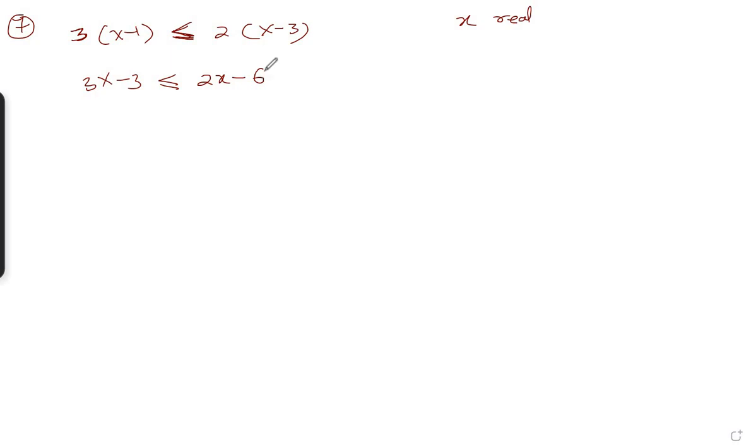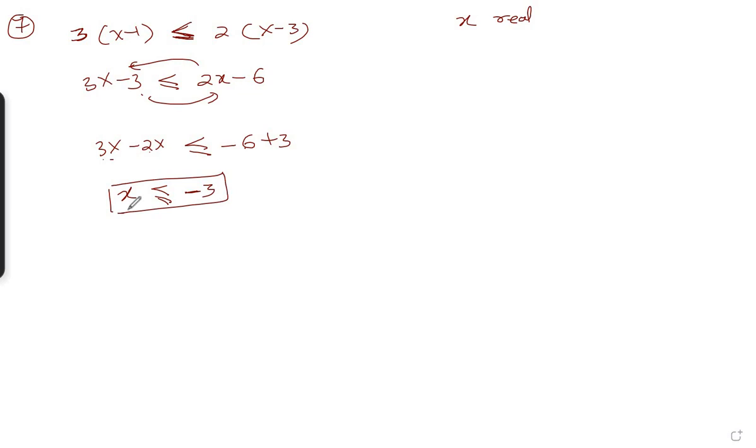So what we will get here is, collect x terms one side and this side. So 3x minus 2x is less than minus 6. This will come here plus 3. Right? So what is this minus this? x less than or equal to minus 6 plus 3, which is minus 3. This is my condition. So let me show the answer on a number line.